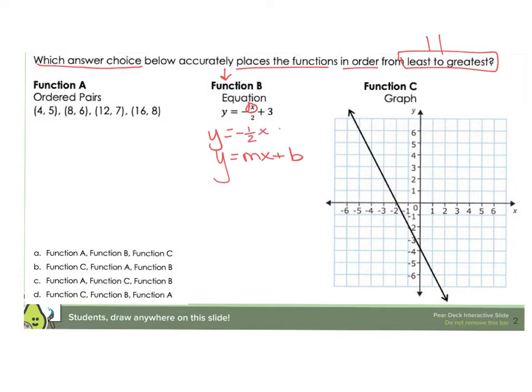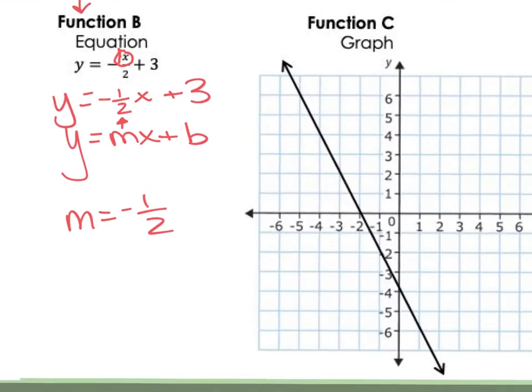Then we have an x. Then we have a plus 3. So for function b, what number lines up with the m? Negative 1/2. So here's one of my slopes. Now I'm going to go to the next easiest one for me to do, and that is the graph.